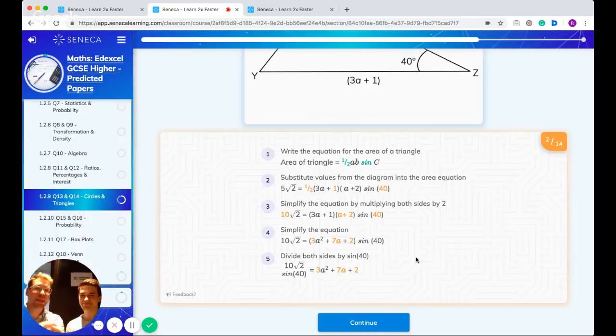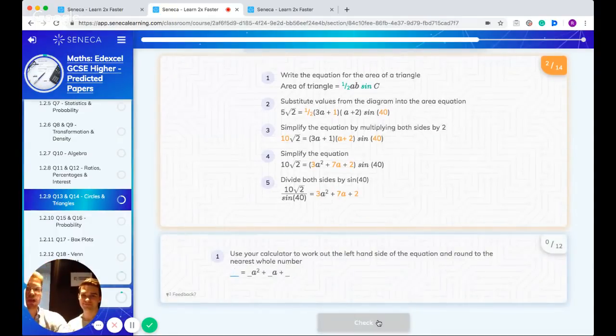Step by step. Even put the numbers in. The examiner will love it. So, luckily, 10 root 2 divided by sine 40 is 22. And then we've got a quadratic, so 22 equals 3a squared plus 7a plus 2.